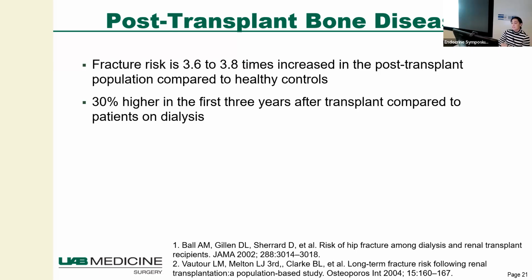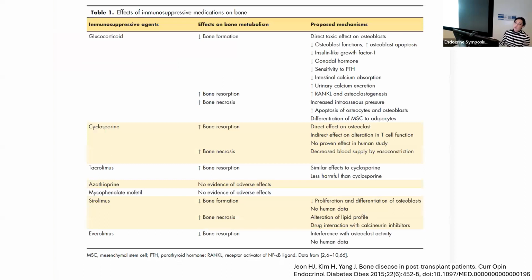I think this is somewhat related to the fact that these patients have been exposed to renal bone disease for quite a long time. But then these patients are on immunosuppressive agents that also affect bone formation, bone resorption, and bone necrosis. So they have this double hit that makes them a little bit higher risk for fracture. So it's really important to consider this. Even though the patient might not have really high calcium, they're still at risk for bone problems. So you just want to remove anything that's going to make it worse.